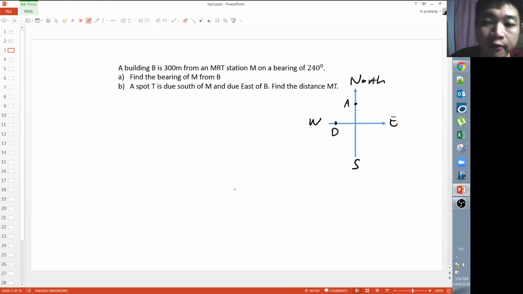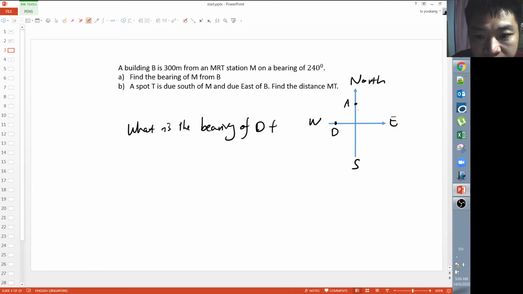With this, let's put the question aside and let's talk about the relation between D and A in terms of bearing, because I would like to introduce the concept of bearing to you. In this case, what is the bearing of D from A? Let's solve for this question first.